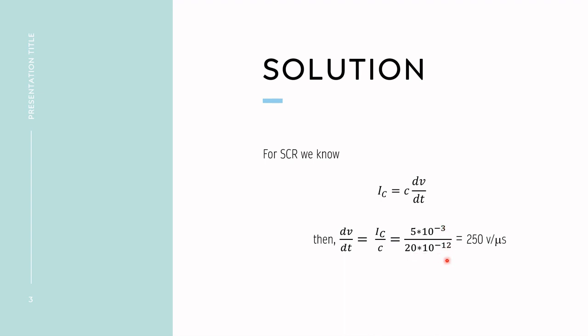If we calculate this value using calculator, what we get? We get 250 volt per microsecond. So the right option is 250 volt per microsecond. Very easy solution, which is the fundamental concept of silicon controlled rectifier. Hope you understand all this topic.